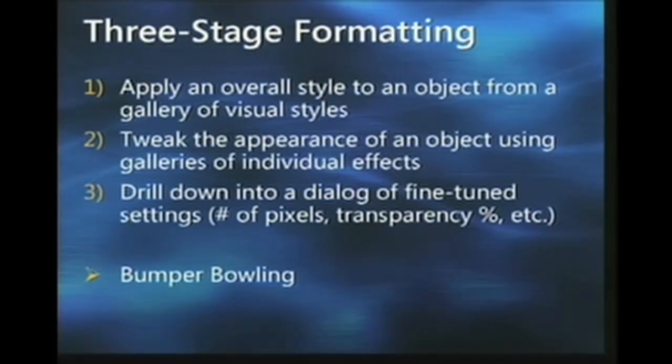First one is apply an overall style. If there's a bunch of choices, I'll try them and get as close as I can. The second one is tweak the appearance using galleries of individual effects. So imagine I was trying to make the no smoking symbol. Found a great design for that. Now I want to add a shadow, I choose from the gallery of shadows. That's the second stage. And the third one is absolutely going in there to the metal and tweaking the fine tuning stuff. This many pixels and the light source is coming from this direction. Not everyone goes through all three phases, but almost everyone follows them in order.